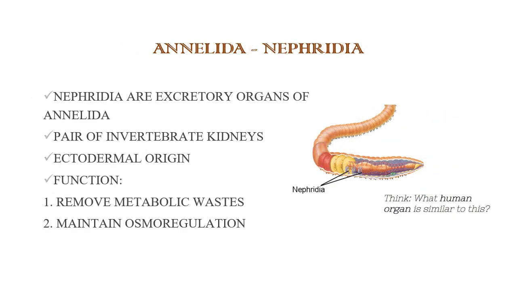The other one is Annelida. As I said, Annelida have nephridia. What is called a nephridia? Nephridia is similar to the kidneys. So think, what human organ is similar to this? We all know the nephridia is similar to the kidney in humans.